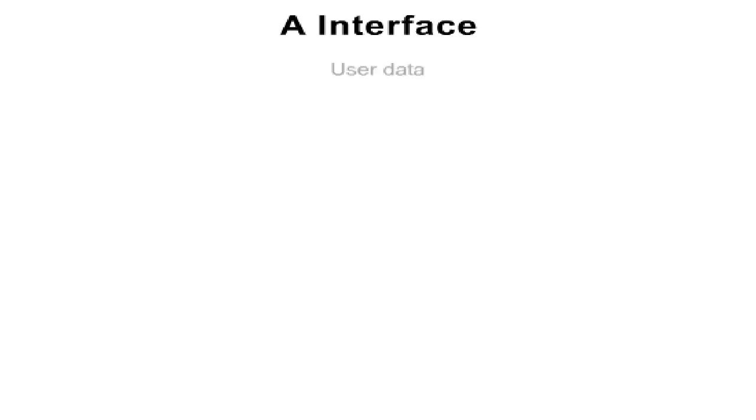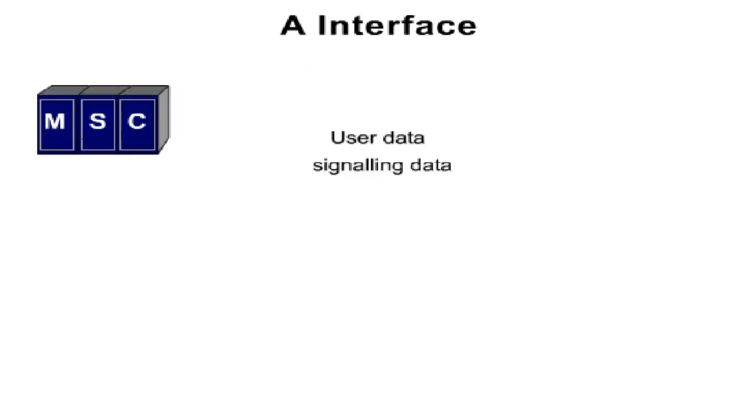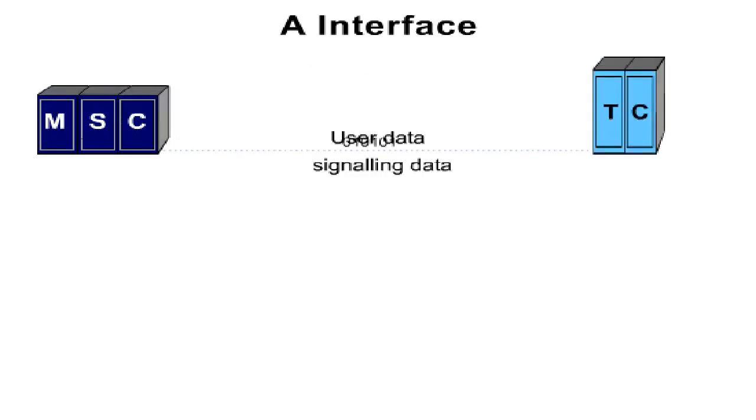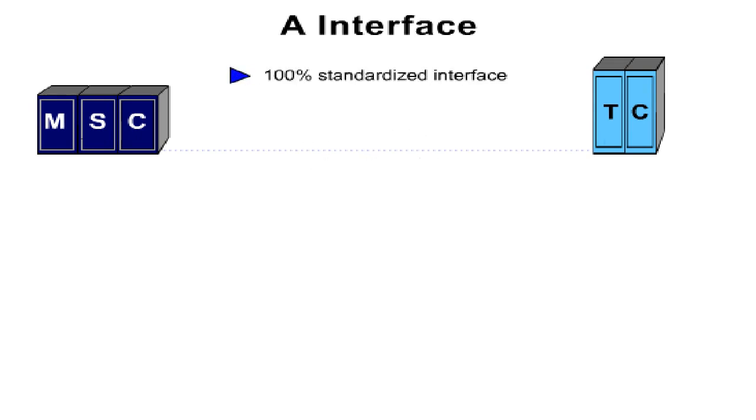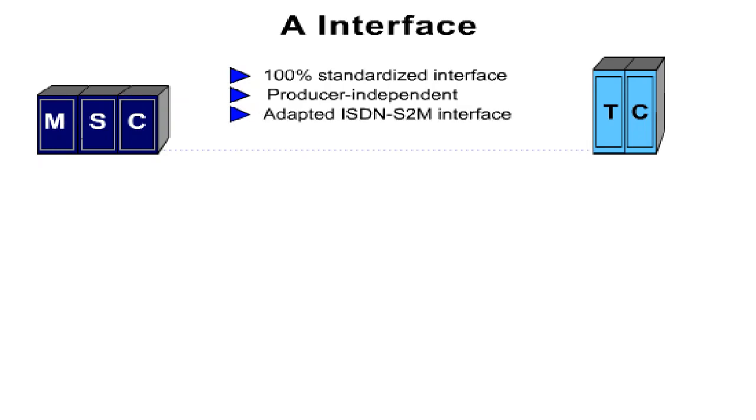The A interface transmits user and signaling data between the MSC and the transcoder. It's the second completely standardized interface in GSM after the air interface. As an open interface, it's not tied to a specific producer. The A interface is an ISDN S2M interface that's been adjusted to GSM with a data rate of 64 kilobits per second per time slot.